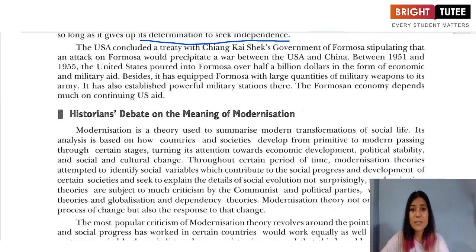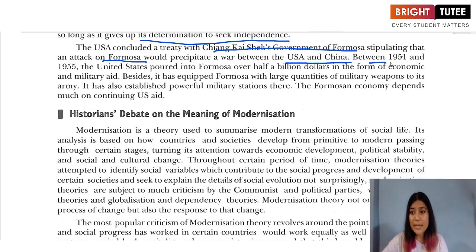The United States of America concluded a treaty with Chiang Kai-shek and his government in Formosa. According to the treaty, if Formosa or Taiwan was attacked by China or any other country, mainly China, that would automatically mean that a war would be declared between the United States of America and China.